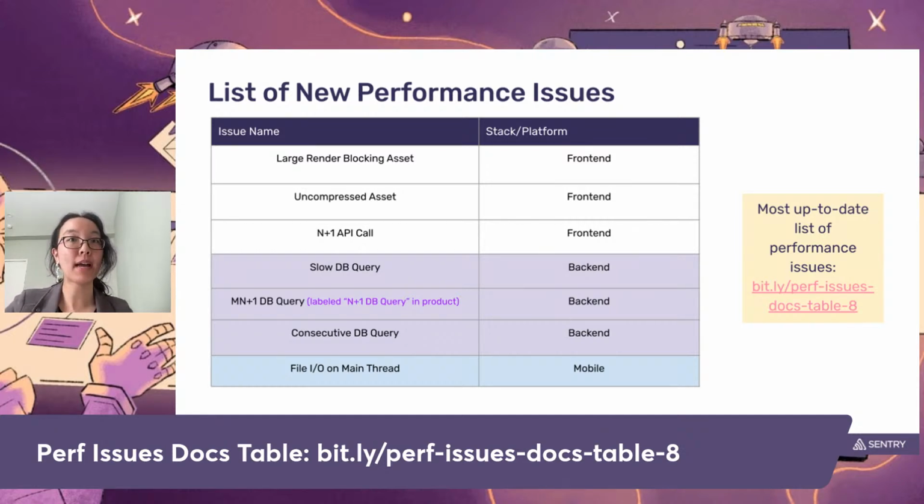And we also have 3 backend issues that we're currently detecting that are probably quite relevant if you care about decreasing your database overhead from slow queries and reducing resource consumption. So these are the slow database query, the N+1 database query, and the consecutive database query. And we also have a mobile performance issue that we're detecting right now, file I/O on main thread, that may be relevant if you care about minimizing time to user interaction to prevent poor user experience.